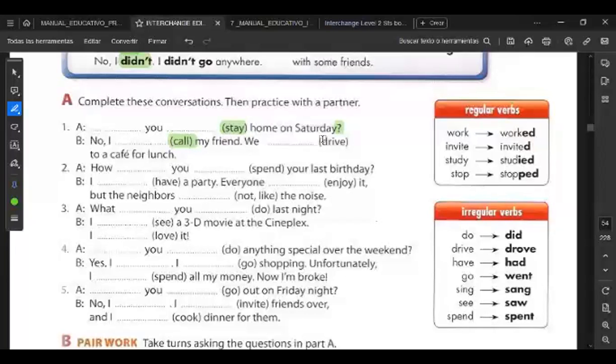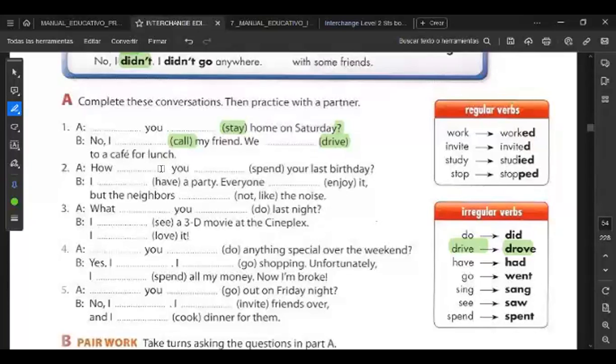Y el pasado del verbo drive. El verbo drive que está aquí. Drive, drove. We drove to a cafe for lunch. We drove to a cafe for lunch, right? We drove to a cafe for lunch. Okay, entonces le queda: Did you stay home on Saturday? No, I called my friend, we drove to a cafe for lunch, right?